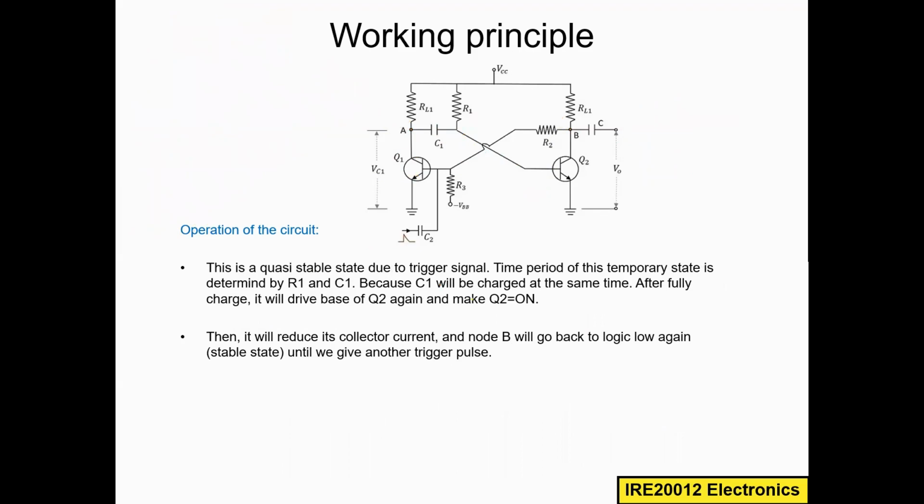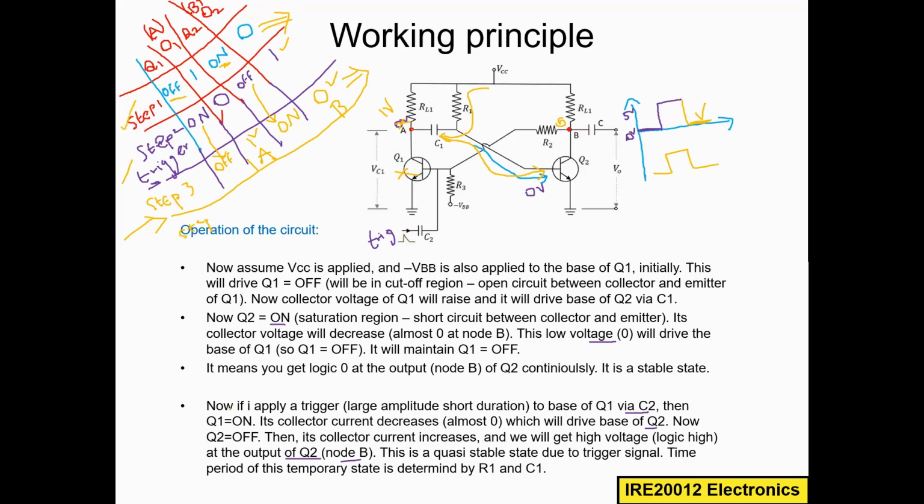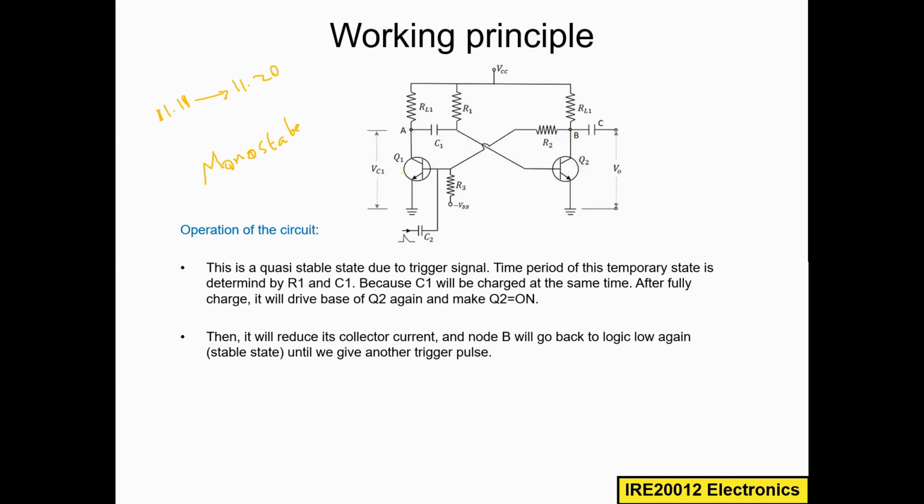So I have explained everything here in the wordings, in the paragraphs. When you read this, you will also understand this operation. Normally in the stable mode, Q1 will be off and Q2 will be on. This is a stable mode. Because of this, we get logic 1 at the output and logic 0 at the output here.